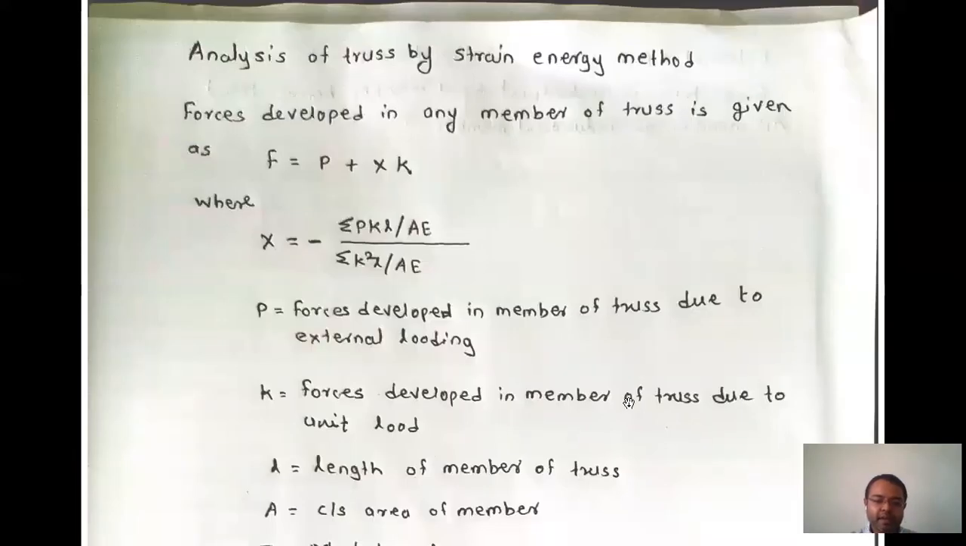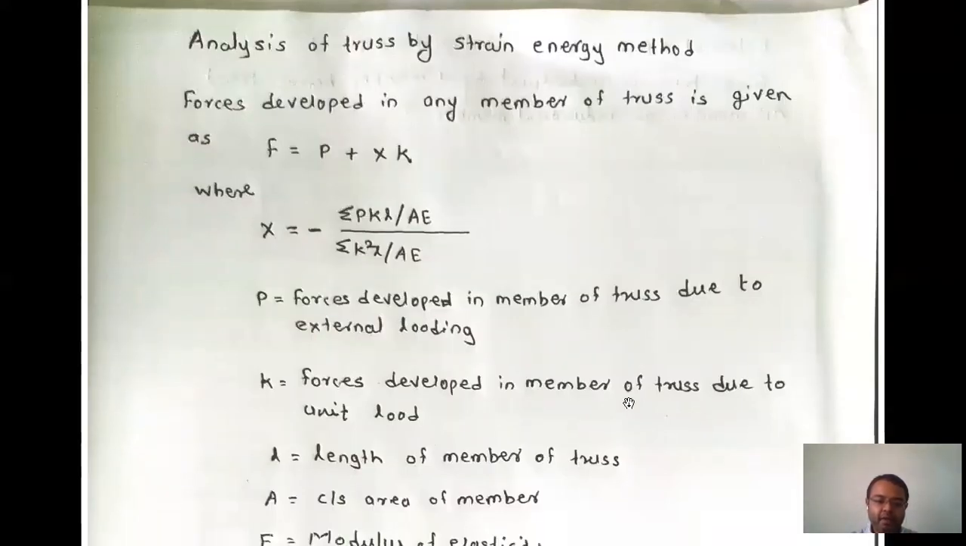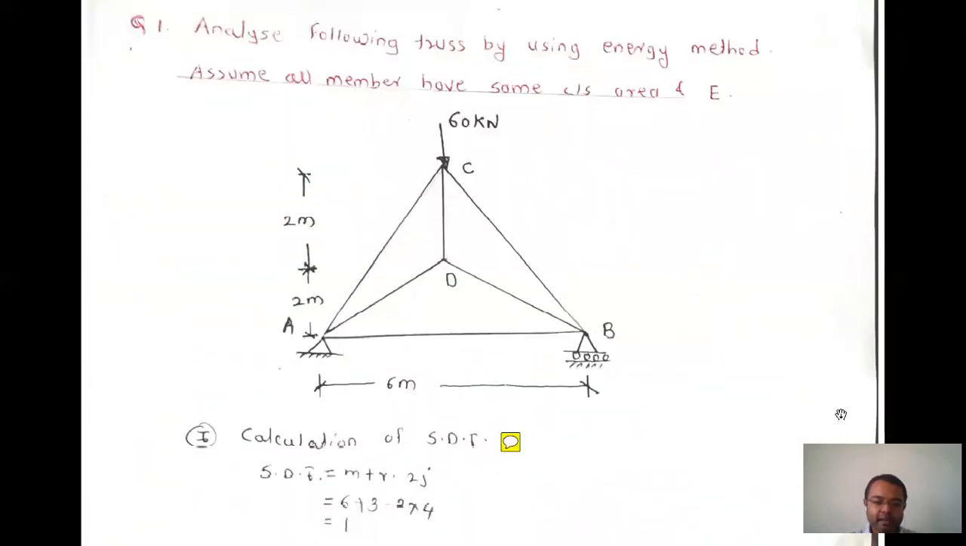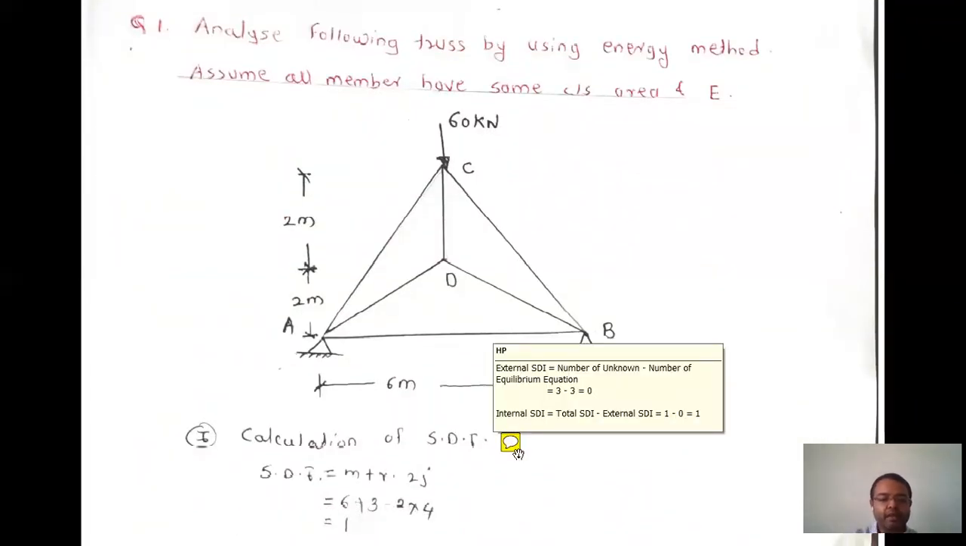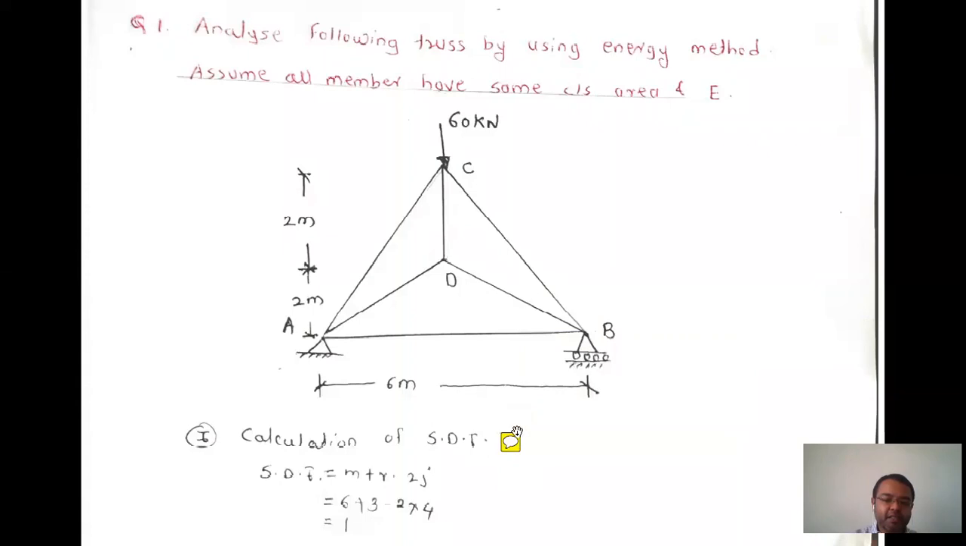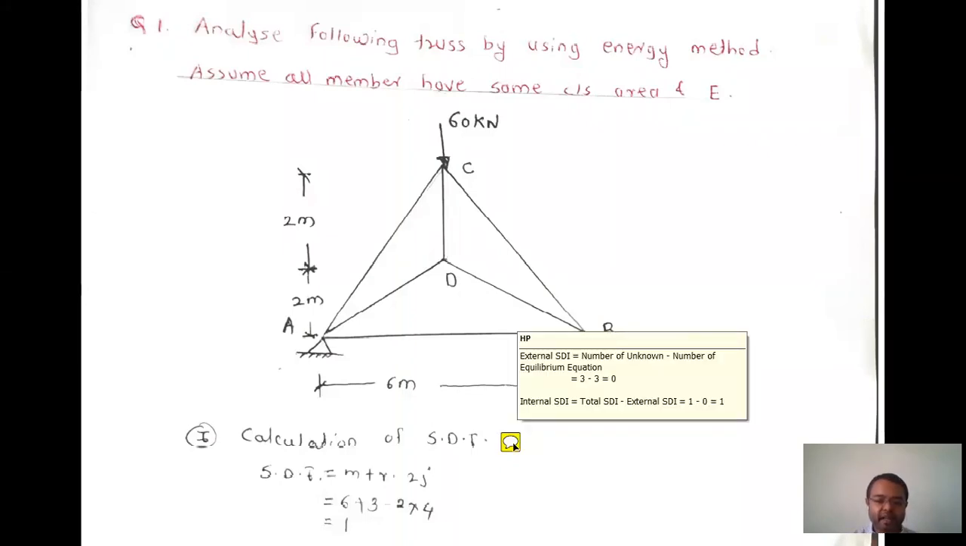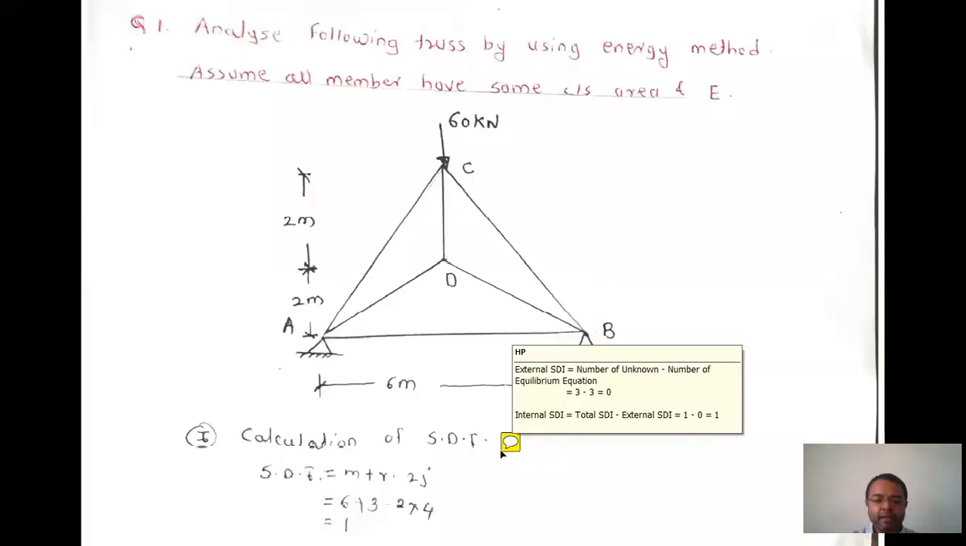So total SDI equals 1. But this 1 will be divided into two parts, external SDI and internal SDI. The formula for external SDI is number of unknowns minus number of equilibrium equations. Here R equals 3, minus 3 equilibrium equations. So 3 minus 3, we get external SDI equal to 0.